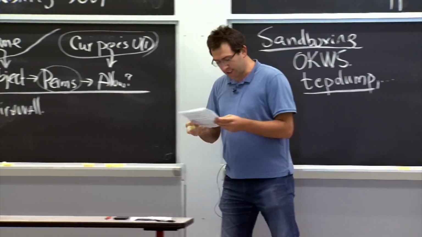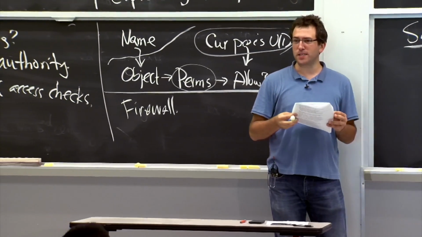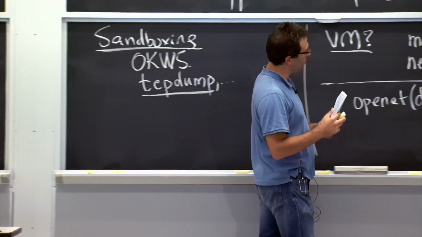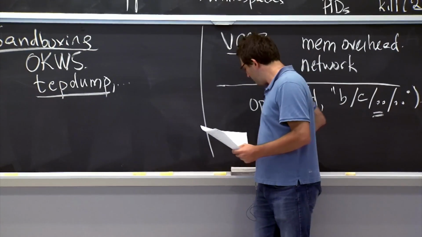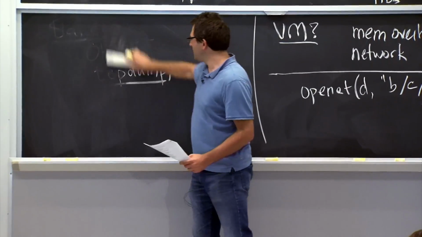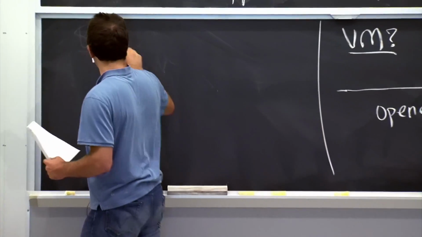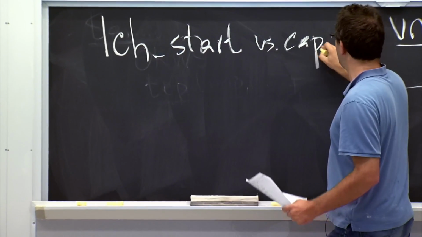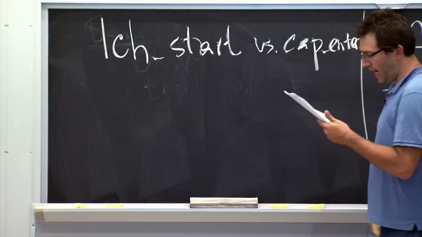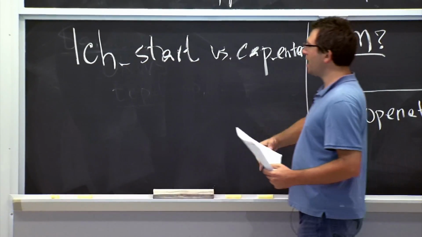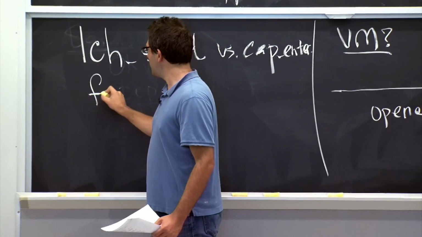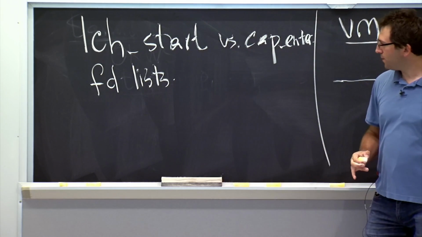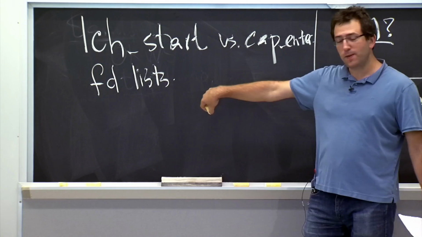Why do they also need this library for Libcapsicum? I guess there's two main things that they support in that library, as far as I can tell. One is that they implement this function they call LCH start, that you should use instead of cap enter. And the other feature that the library provides in libcapsicum is this notion called FD lists, instead of passing file descriptors by number. So this FD list thing is probably the easiest thing to explain.